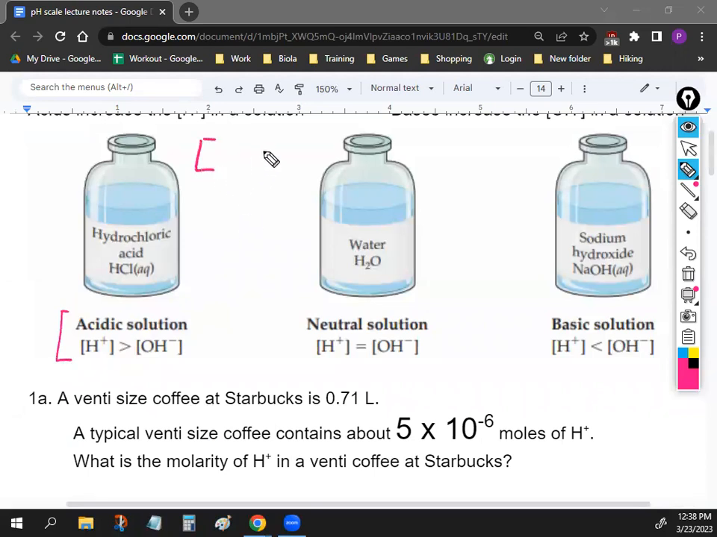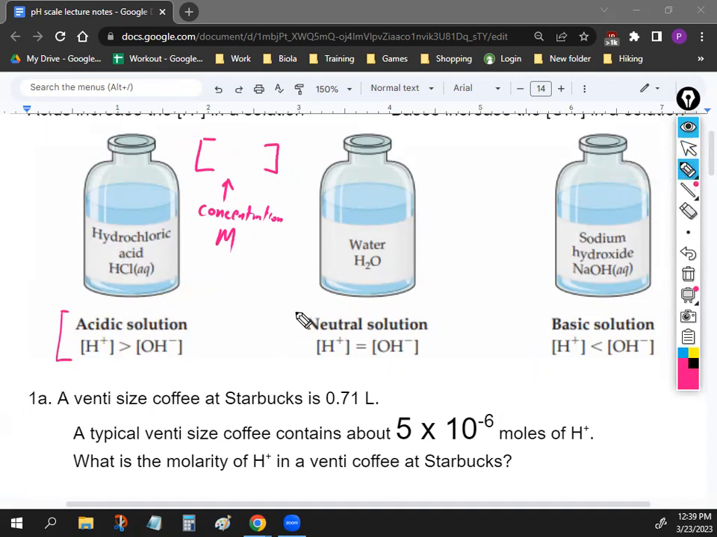And then these brackets, if you ever see these brackets, it just means concentration. So we're talking about things like molarity. If I have H plus in there, I'm talking about the molarity of H plus. If we're talking about OH minus in there, it's going to be the molarity of OH minus. That's what those brackets mean. So in an acid solution, you're going to have more H plus, or a higher H plus concentration, than OH minus. Okay, so that's the first thing for today.